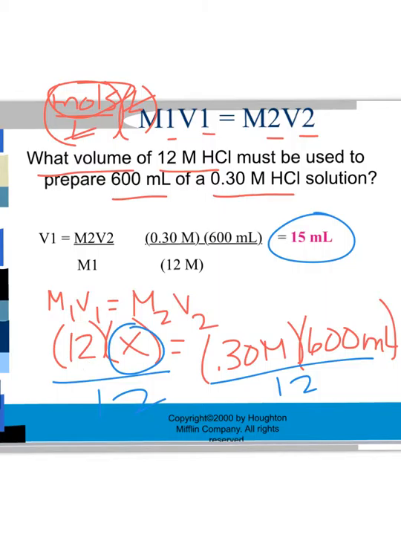Okay, now in the end, we want 0.3 molar solution and 600 mils of it. So we're only using 15 mils of the stock solution, then the rest of it is going to be water. We're going to dilute it, so we add a lot of water until we get to the 600 mil mark.